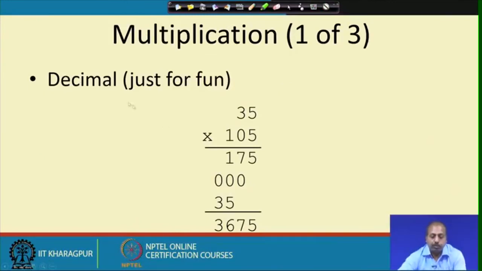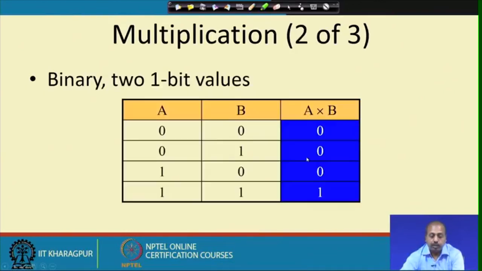Multiplication. We can multiply decimal numbers like this. This is the way we multiply. First we multiply by the first digit, then do a shift, multiply by the second digit, then do another shift, and so on, and then we sum all these partial results to get the overall multiplication value. In the binary number system, the rule is like this: 0 into 0 is 0, 0 into 1 is 0, 1 into 0 is 0, and 1 into 1 is 1.